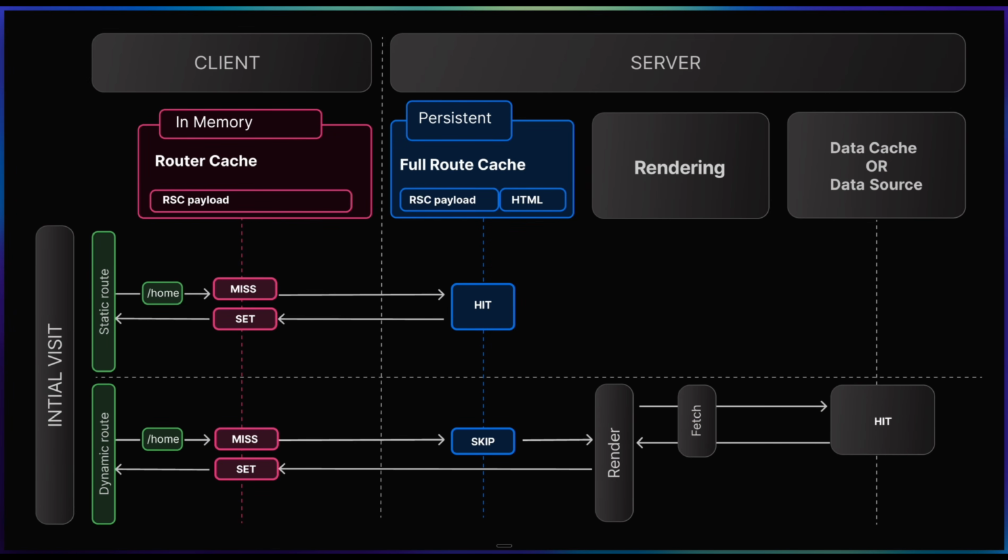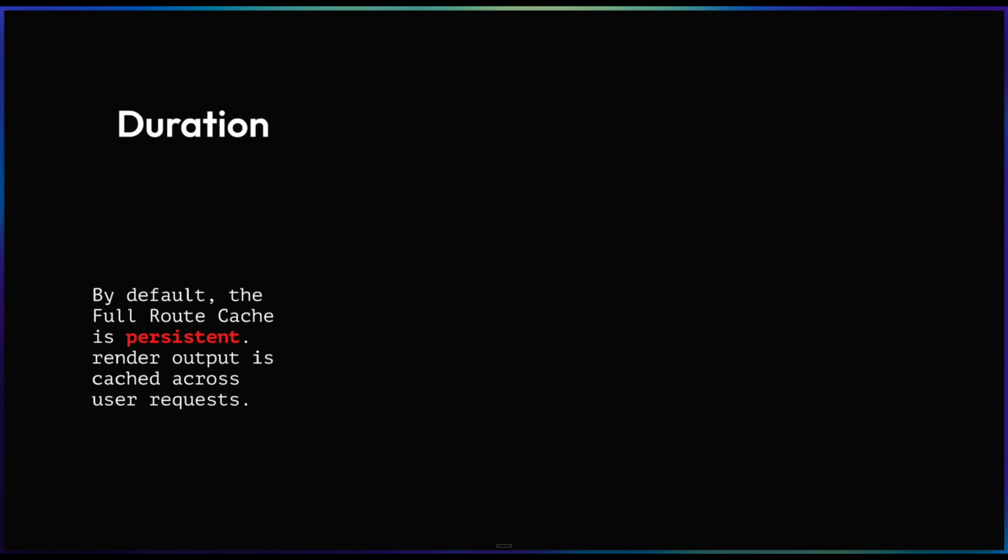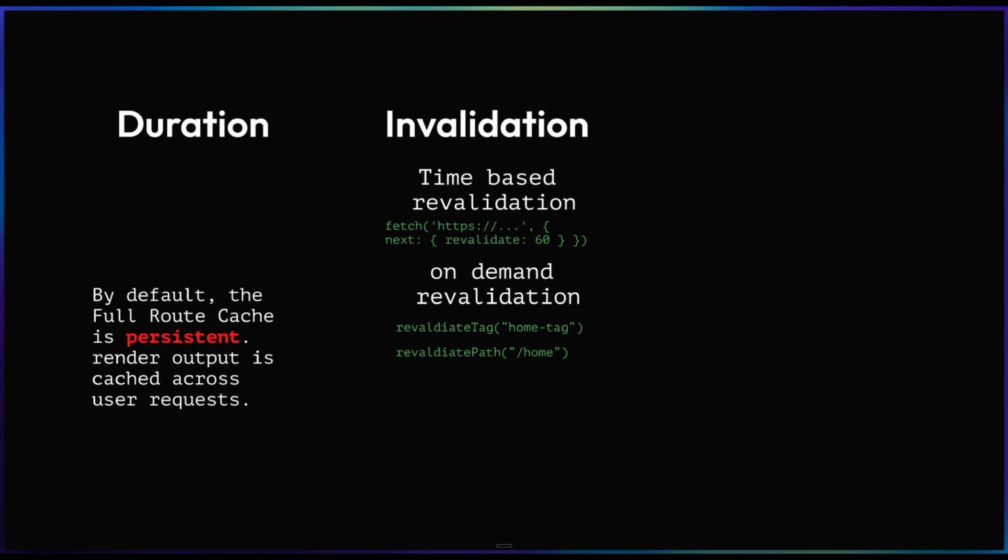Okay, now let's bring in the last piece before the code example. How long does this cache last and how can it be invalidated? The full route cache is persistent by default, which means the rendered HTML and the RSC payload are used across all users' requests, unless something triggers an invalidation. There are two main ways in which this cache can be invalidated. First is revalidating the data cache.